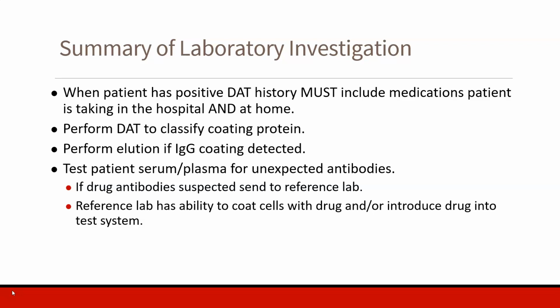The summary of laboratory investigation: when a patient has a positive DAT, history must include medications the patient is taking in the hospital and at home. Perform a DAT to classify the coating protein as complement or IgG or both. Perform an elution if IgG coating is detected. Test the patient's serum or plasma for unexpected antibodies. If drug antibodies are suspected, send it to a reference lab. The reference lab has the ability to coat the cells with the drug and/or introduce drug into the test system.